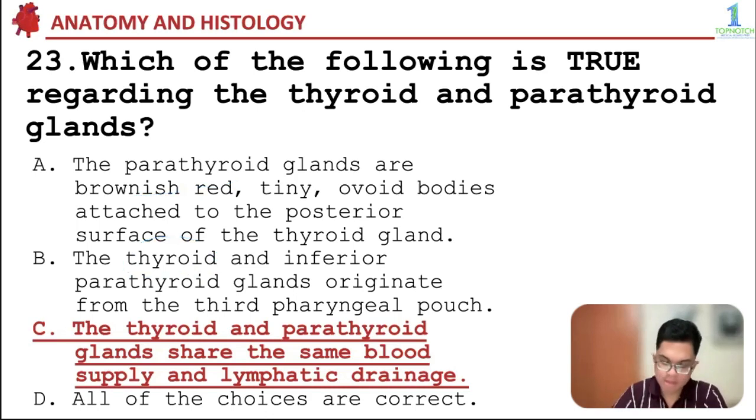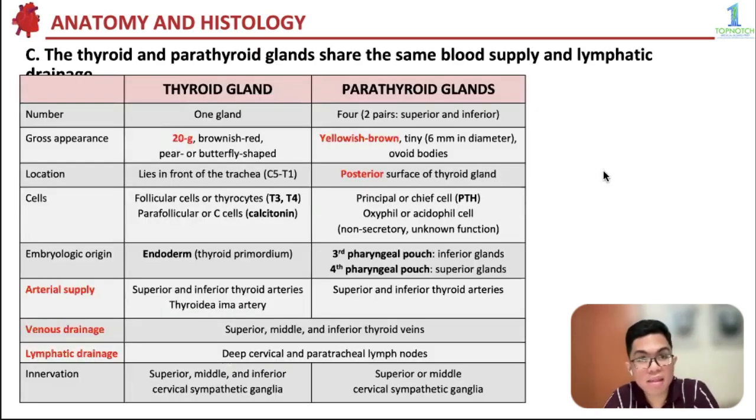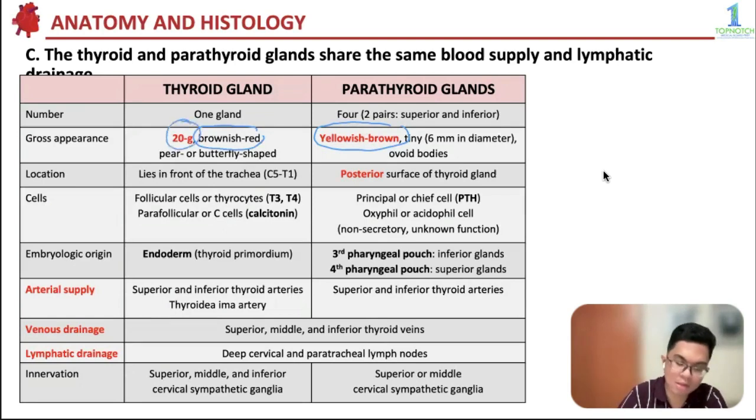Okay. So here's another table that summarizes elegantly the differences. So again, the parathyroids are yellowish-brown. The one that's brownish-red is the thyroid gland. And important to note, lumalabas din yung figures or numbers minsan sa boards. 20 grams yung normal weight ng thyroid gland natin. So parathyroid, around the thyroid, is located on the posterior surface of the thyroid gland. And again, in terms of embryologic origin, the thyroid is from a diverticulum or outpouching of the endoderm.